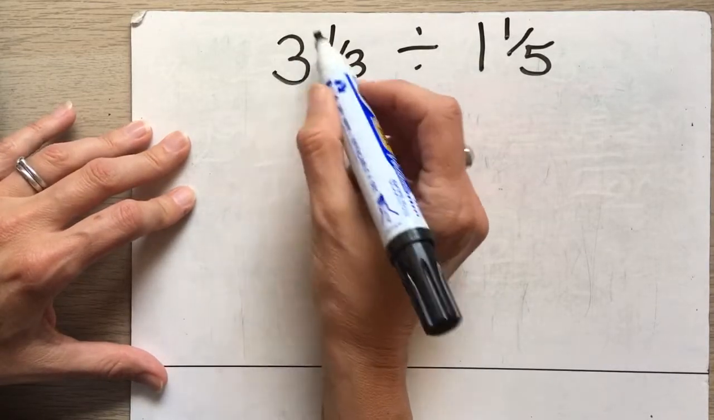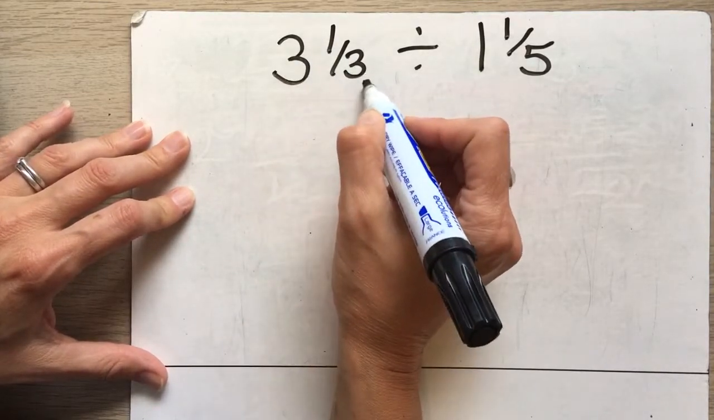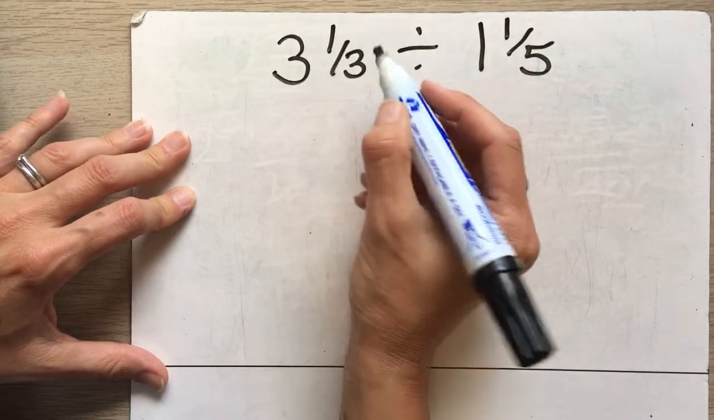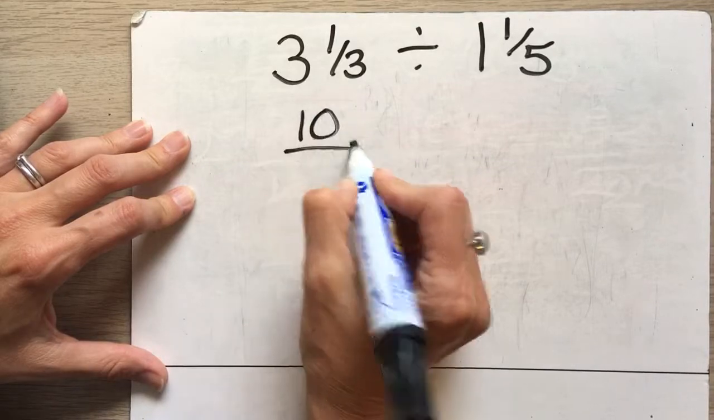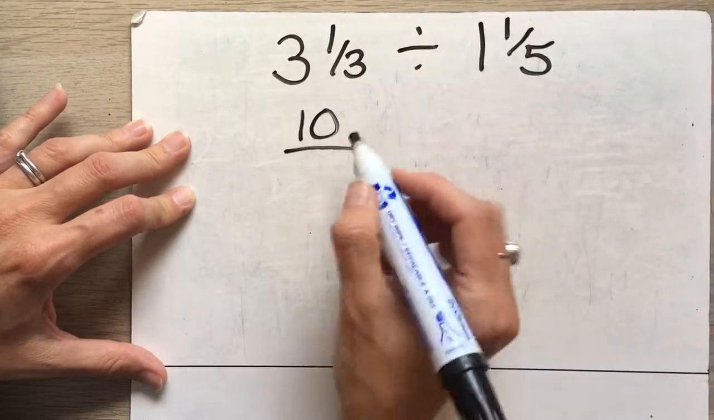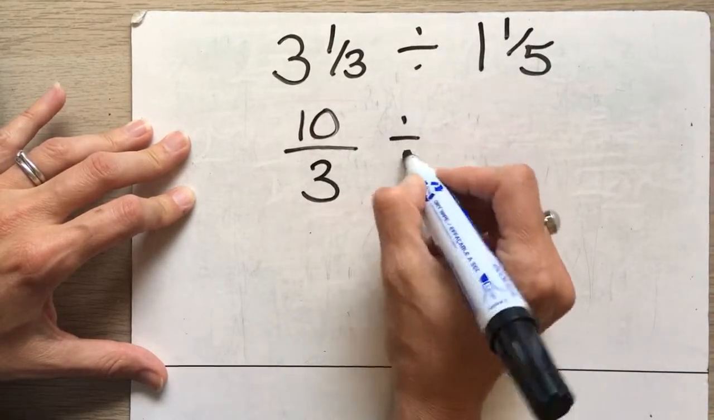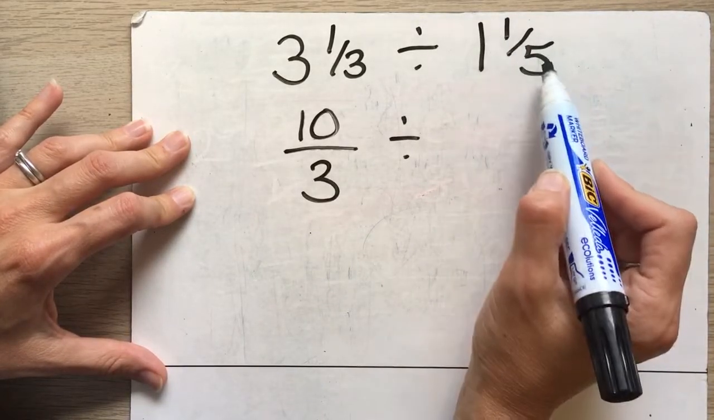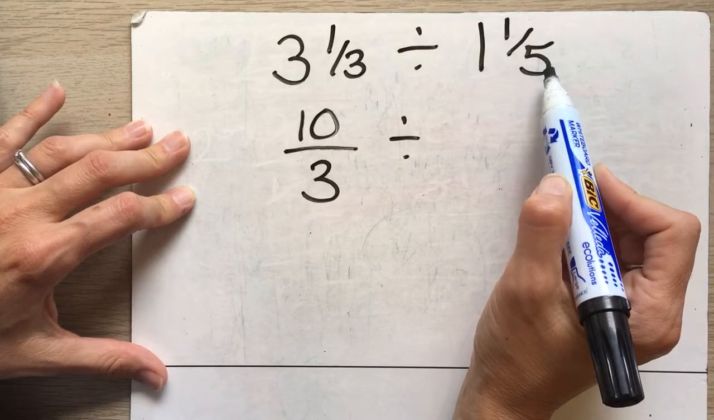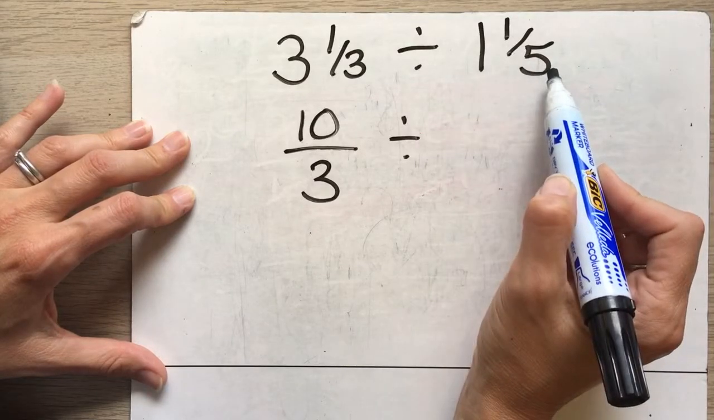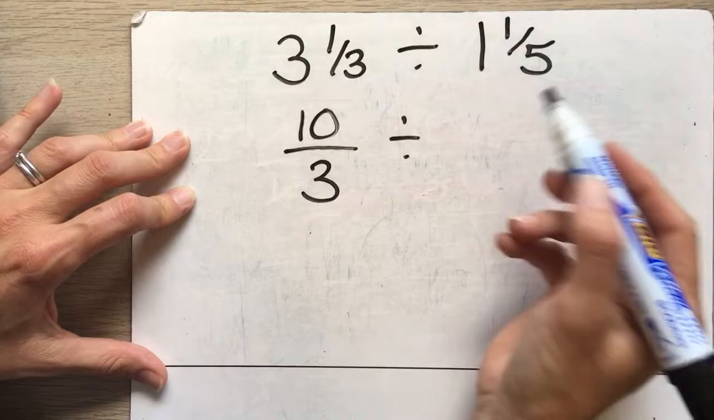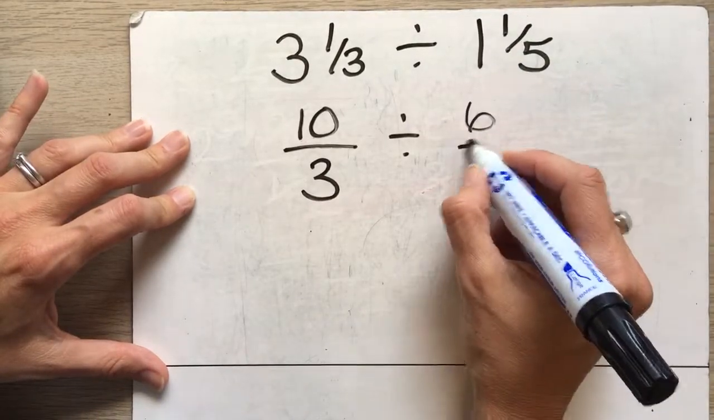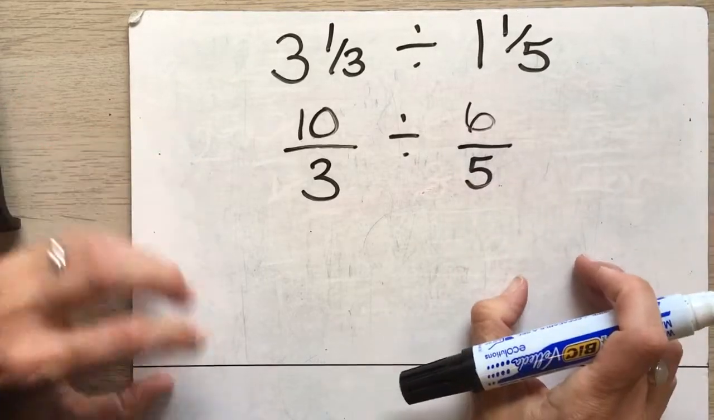So we multiply the whole number, the 3, by the denominator, which is a 3. So 3 times 3, which is 9. And we add on the numerator, which is 10. And we place that over the original denominator, which is 3. And then we move on to the second fraction, and we take the whole number and we multiply it by the denominator, which is 5. So 1 times 5, which is 5, and add on the numerator, which is 6. And we place that over the original denominator, which is 5.